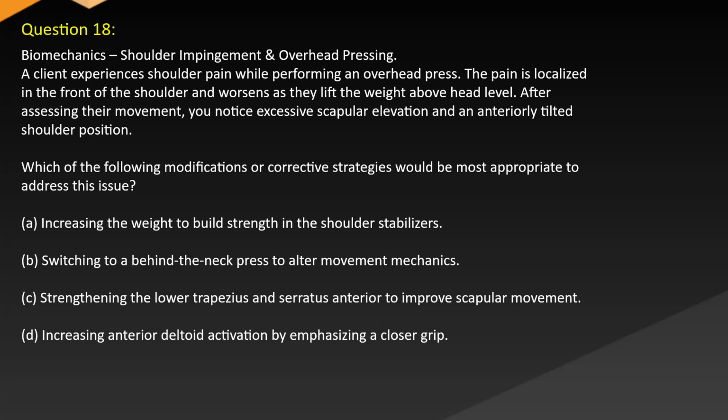Which of the following modifications or corrective strategies would be most appropriate to address this issue? A. Increasing the weight to build strength in the shoulder stabilizers. B. Switching to behind the neck press to alter movement mechanics. C. Strengthening the lower trapezius and serratus anterior to improve scapular movement. D. Increasing anterior deltoid activation by emphasizing closer grip.